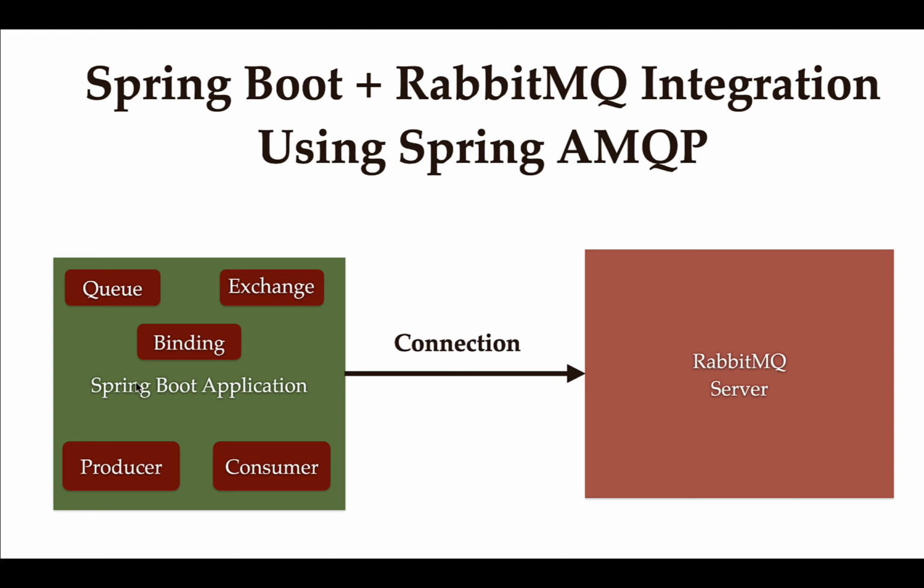Well, once you learn how to connect your Spring Boot application with the RabbitMQ server, next you will learn how to configure all these RabbitMQ components in a Spring Boot application. You will learn how to configure queue, exchange, binding between queue and exchange, producer, consumer. Alright, so you will learn how to configure all these RabbitMQ components in a Spring Boot application.